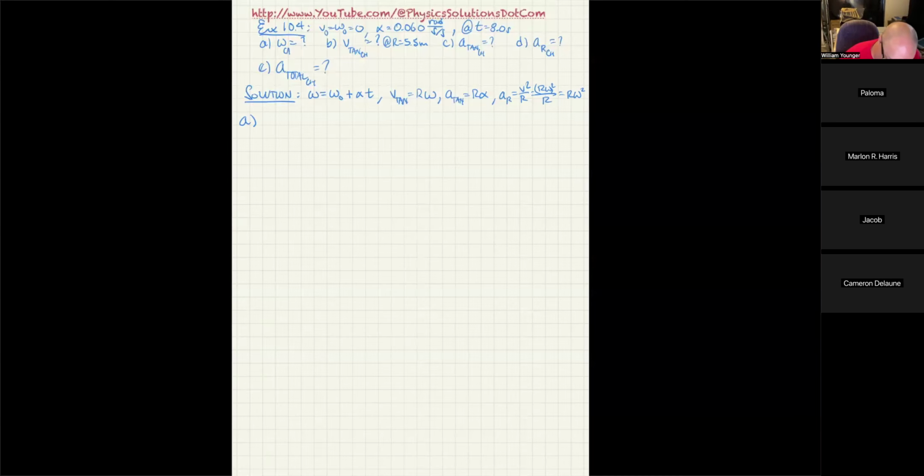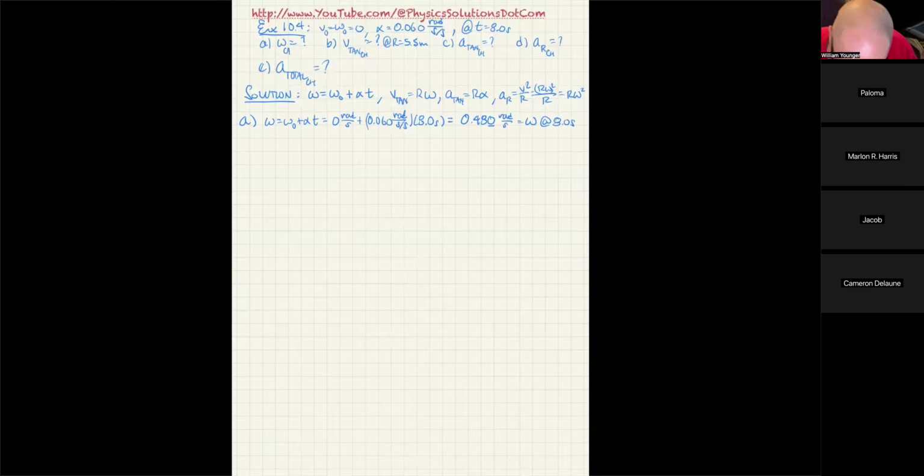So I don't have to specify child or carousel or anything like that. I'm going to say omega is equal to omega 0 plus alpha t, which is equal to 0 radians per second plus 0.060 radians per second squared times 8.0 seconds. And of course, 8 times 0.06 would be 0.48. So this is 0.480 radians per second, which is equal to omega at 8.0 seconds.